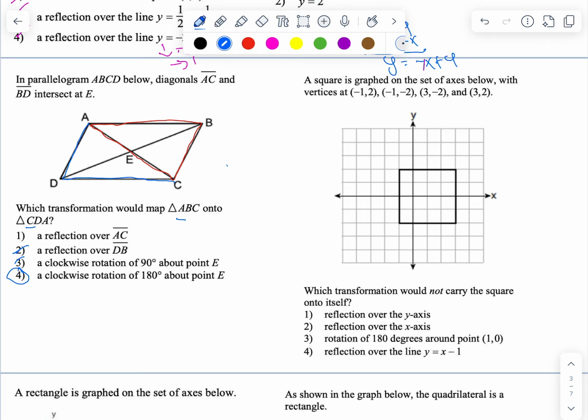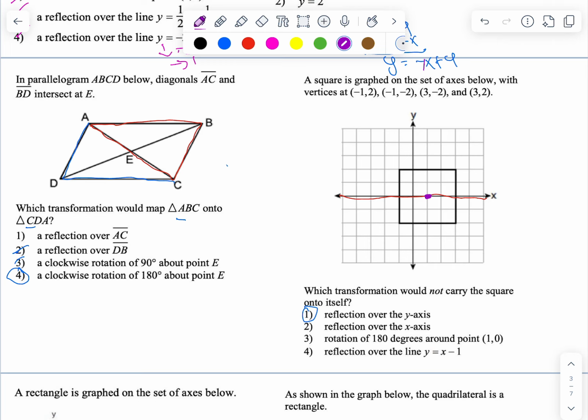Which transformation would not carry the square onto itself? A reflection over the y-axis. Well, there's our answer. It's not a line of symmetry. But let's go through the other ones to see why they would map the square onto itself. The x-axis is a line of symmetry. Look at that. Rotation of 180 degrees around the point (1, 0). The point (1, 0) is in the center of the square, so it would work.